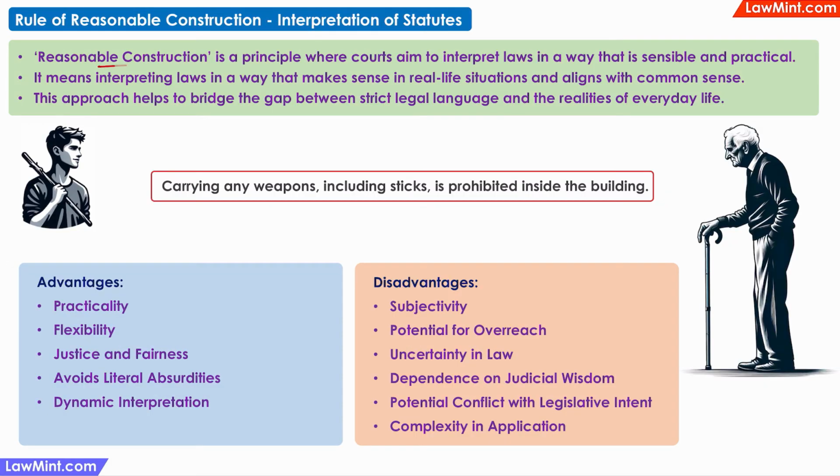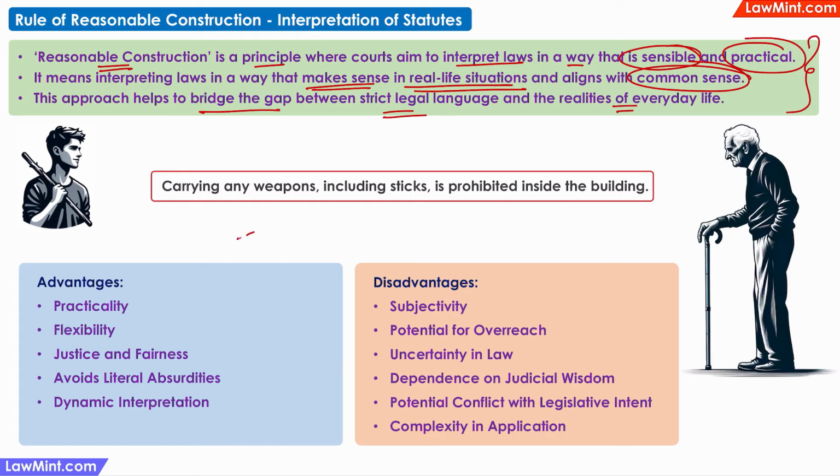The rule of a reasonable construction can be explained and summarized in these 3 points. This is a principle where the courts aim to interpret laws in a way that is sensible and practical. It means interpreting laws in a way that makes sense in real-life situations and aligns with common sense. This approach helps to bridge the gap between strict legal language and the realities of everyday life.